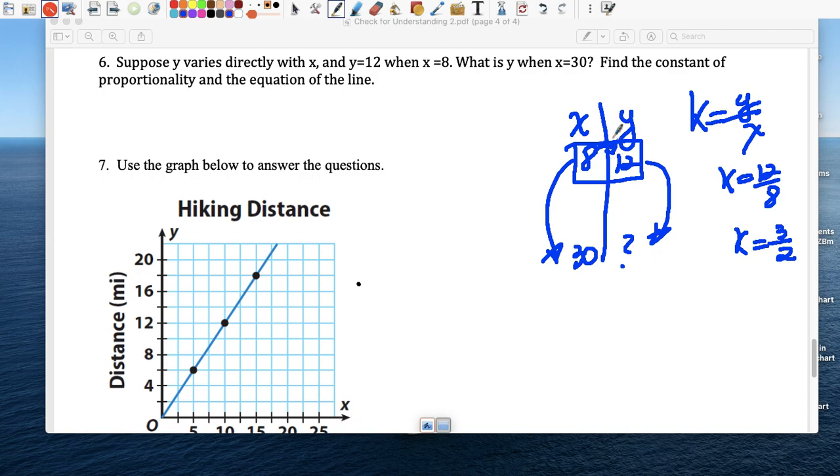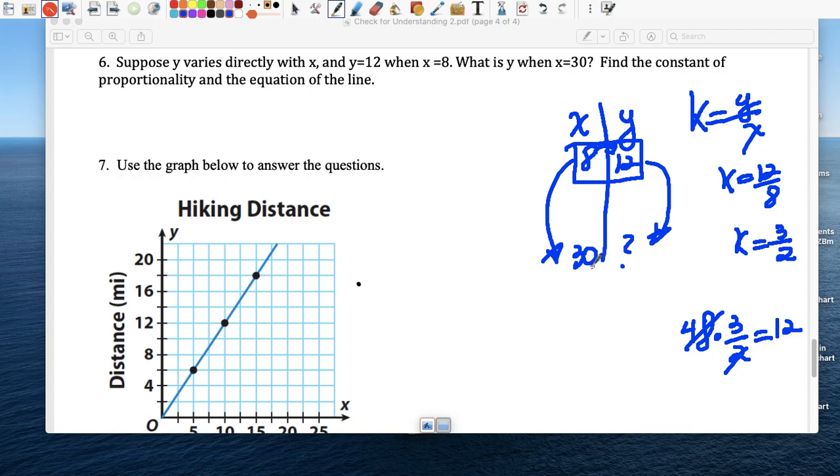Now, let's test it out. So when x is 8, y is 12. Let's see if that's true. When x is 8, and if I multiply that by 3 over 2, do I get 12? Well, 8 and 2 can be simplified, and then 4 times 3 is 12. Look at that. So that is true.